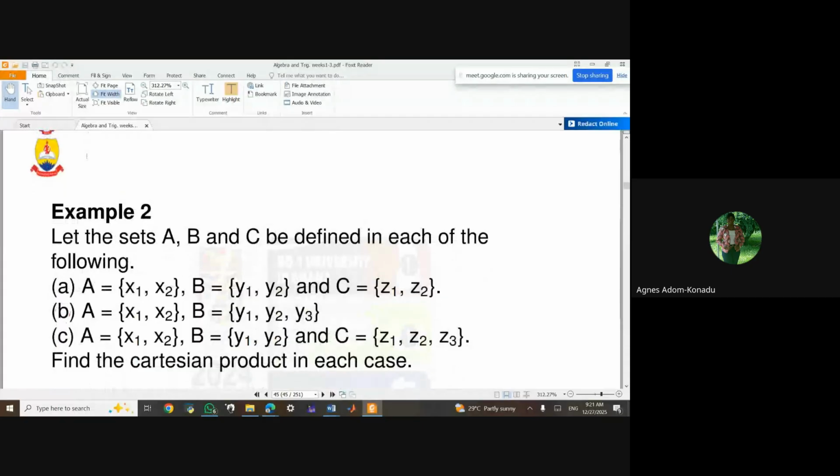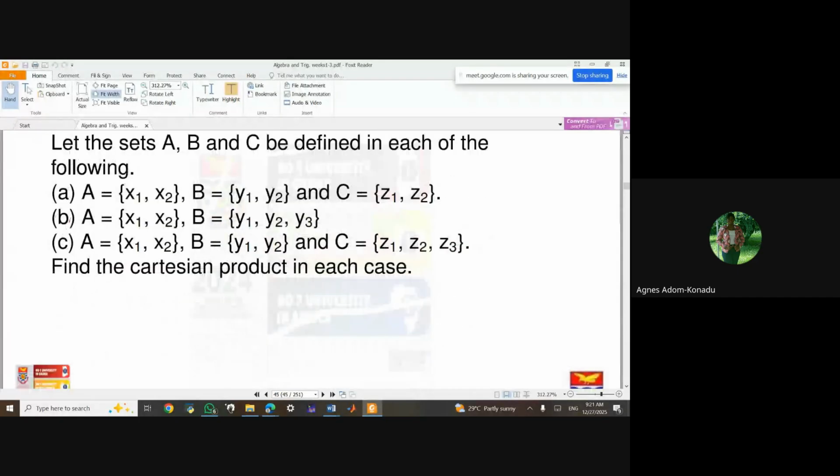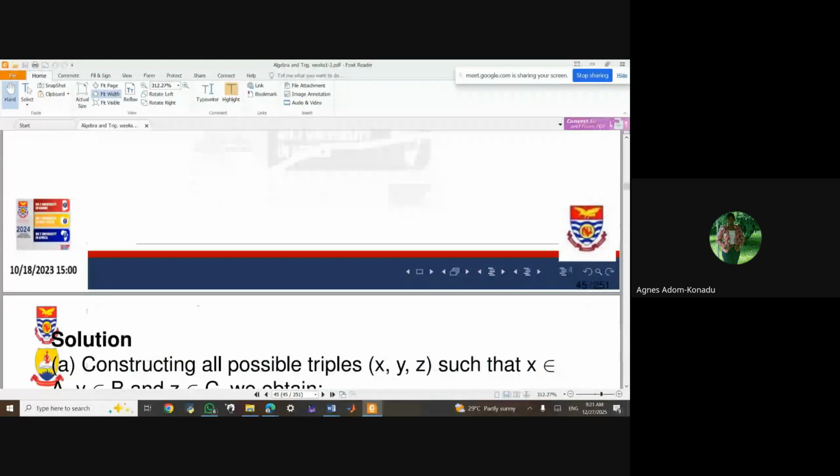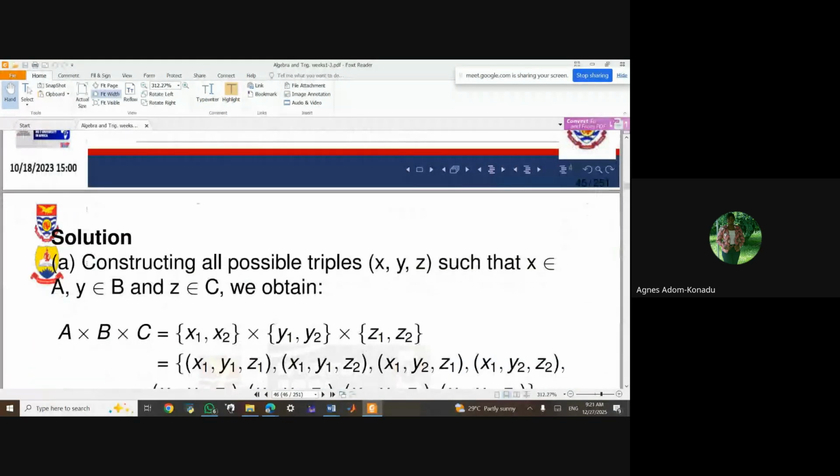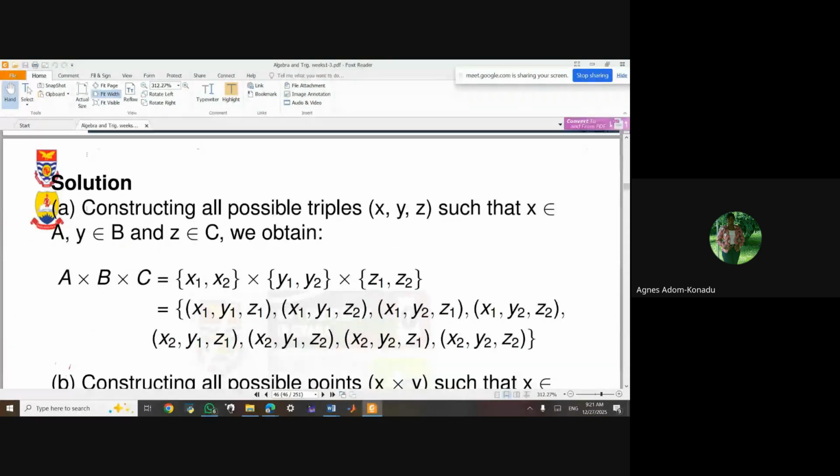Then example 2, we have the sets A, B, C defined by this, and we want to find the Cartesian product of A cross B cross C. So my A is x1, x2, my B is y1, y2, and my C is z1, z2. So I want to find the cross, as we said. I'll pick the first one from A, the second one from B, and the third one from C. So I have x1, y1, z1.